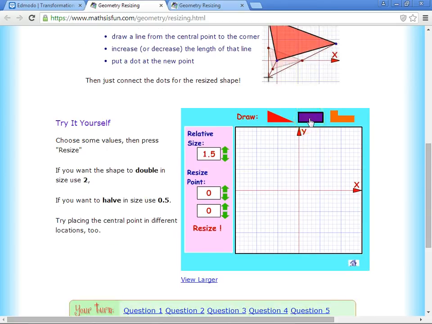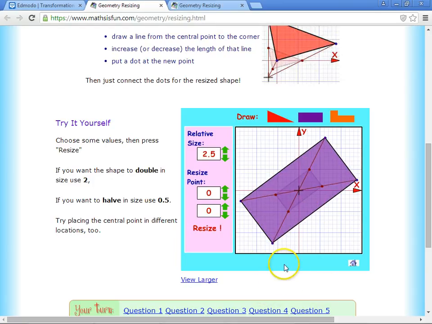We are going to pick our rectangle, and we are going to dilate about the point (0,0), and we're going to dilate by a factor of 2.5, so it should become 2.5 times bigger. And let's resize it, and notice they're dilating out. This is going to be a big rectangle, but I think we're going to have enough room. And our new rectangle, which is 2.5 times bigger, has been dilated over our smaller rectangle.